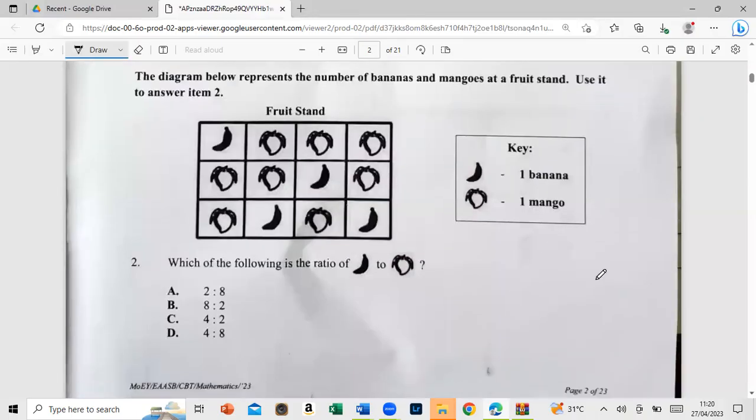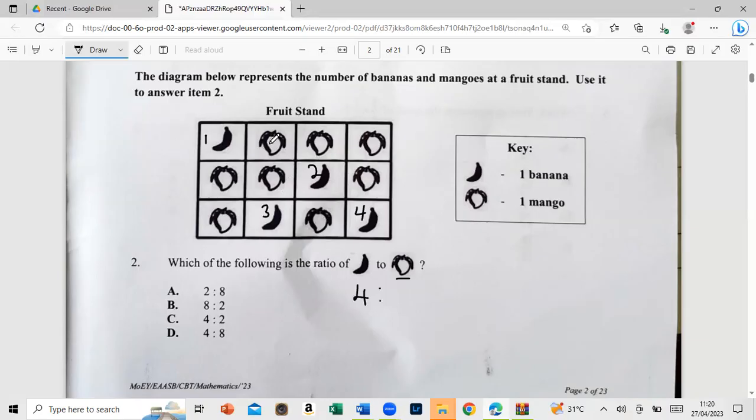The diagram below represents the number of bananas and mangoes at a fruit stand. Use it to answer item 2. Which of the following is the ratio of bananas to mangoes? Alright, so let's see how many bananas there are. So we have 1, 2, 3, 4. So it's 4 bananas.